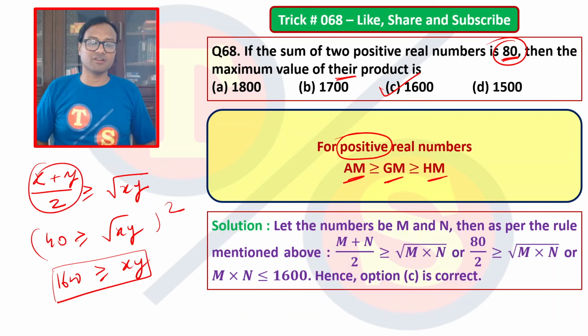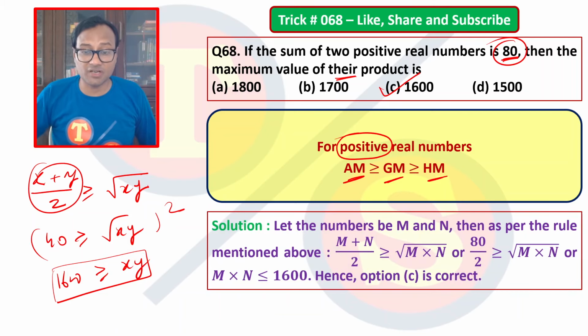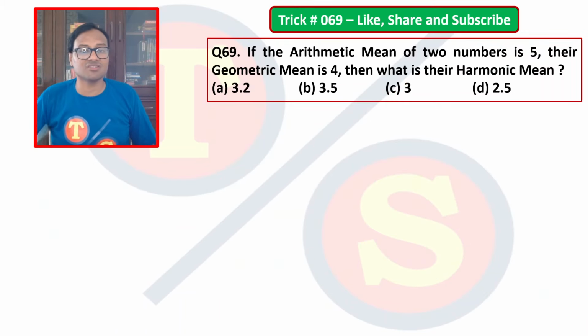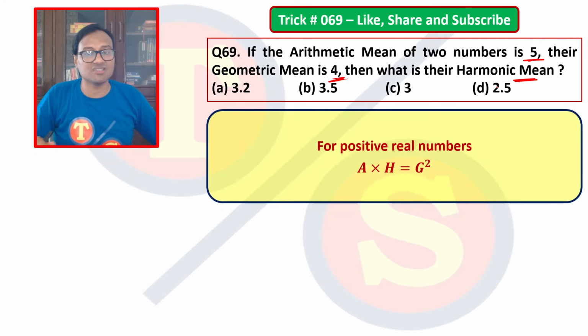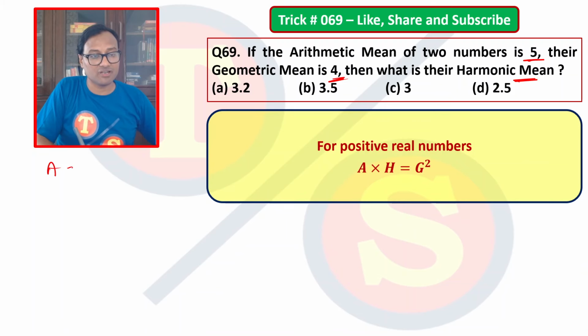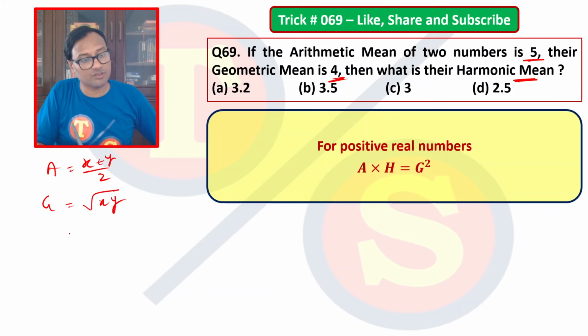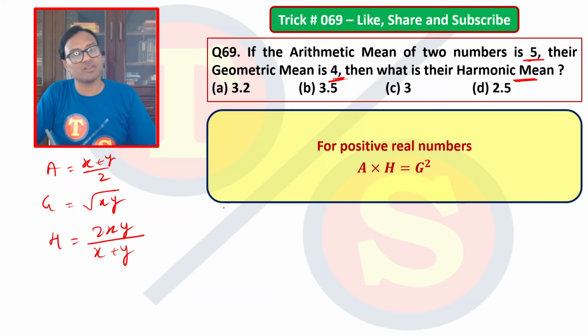So this is how we can definitely do it. Now this becomes a very important technique in this type of questions. Now if I say that the arithmetic mean of two numbers is 5 and their geometric mean is 4, then what is their harmonic mean? What is the relationship between A, G and H? Always remember that arithmetic mean is the sum of the numbers divided by 2. Geometric mean is the square root of the product of the numbers, and harmonic mean, as I said in the questions of average speed, is 2xy upon x plus y.